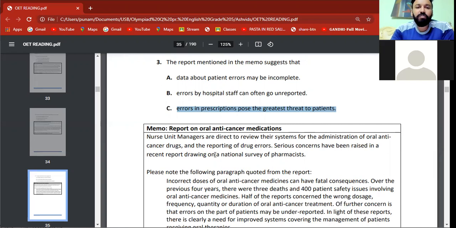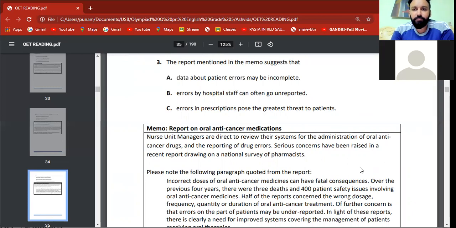It's just, but it's not saying about them unreported. Right? Okay. It's talking about drug errors in prescription, but it doesn't say anything about the prescription. It doesn't say that is the greatest threat, right? See, it's talking about reviewing the system, not saying it is there or not. It's talking about reviewing the system for this purpose. Okay. Then next.